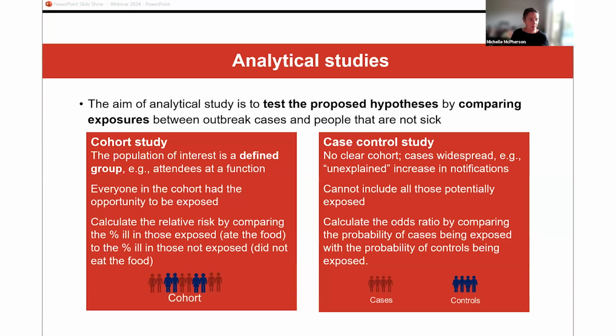Now, thinking back to our outbreak of cases picked up from a couple of different emergency departments, they've all eaten at a bakery, but we don't quite know when. What type of analytical study would you suggest doing for our outbreak linked to the bakery? Do you think a cohort study would be more appropriate or a case control study? I'll let you put in your initial thoughts.